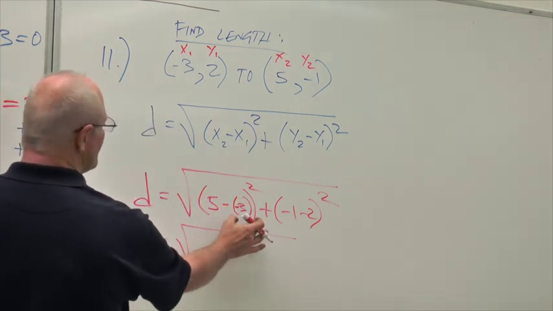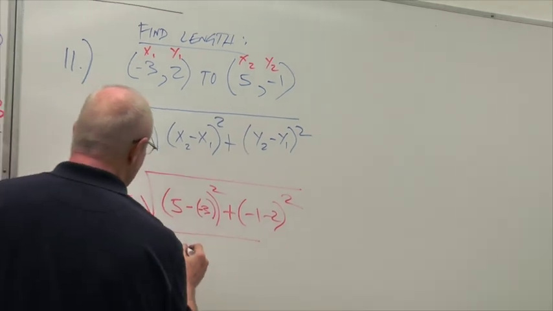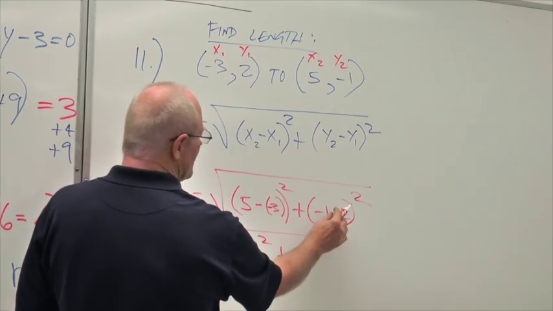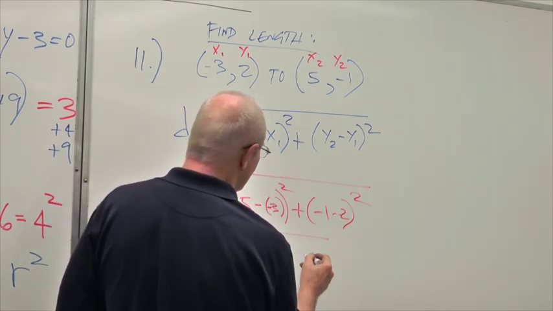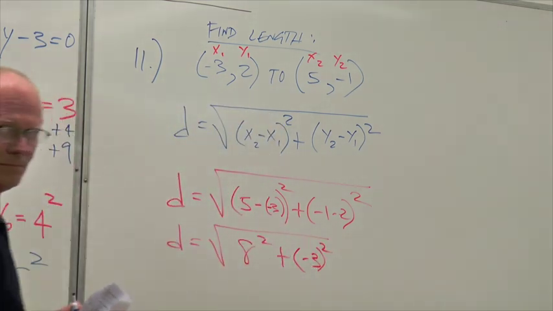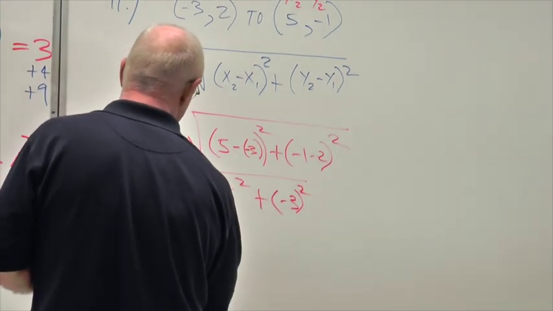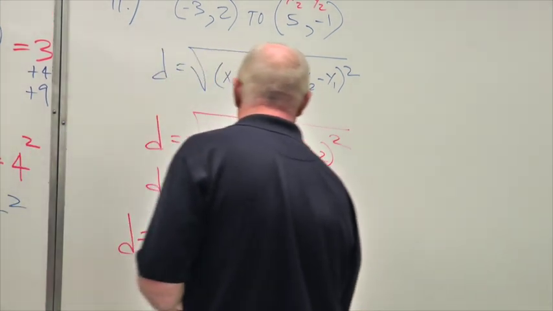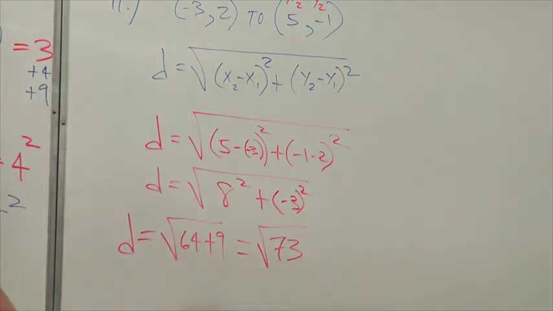So what's this in here now? 5 plus 3, which is what? 8, right? So it's 8 squared plus what? What's this become? Negative 1 minus 2 is negative what? 3. Negative 3 squared is what? 9. But let me just write it like this. So far, so good? Okay. So now what do we have for D? Square root of what? 64 plus 9, which is the square root of what? 73.